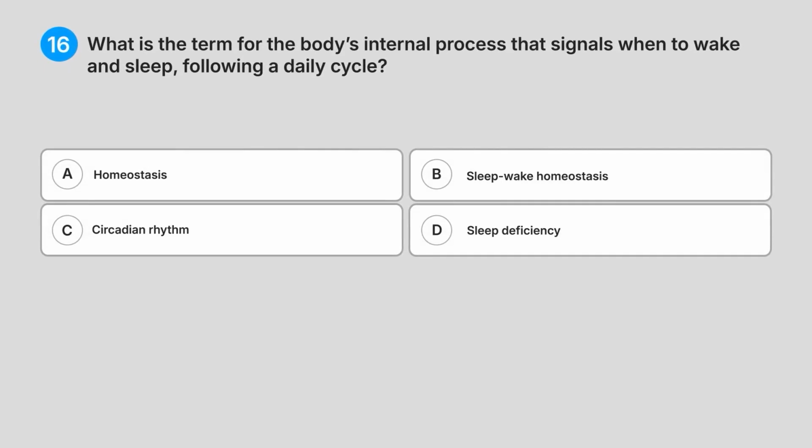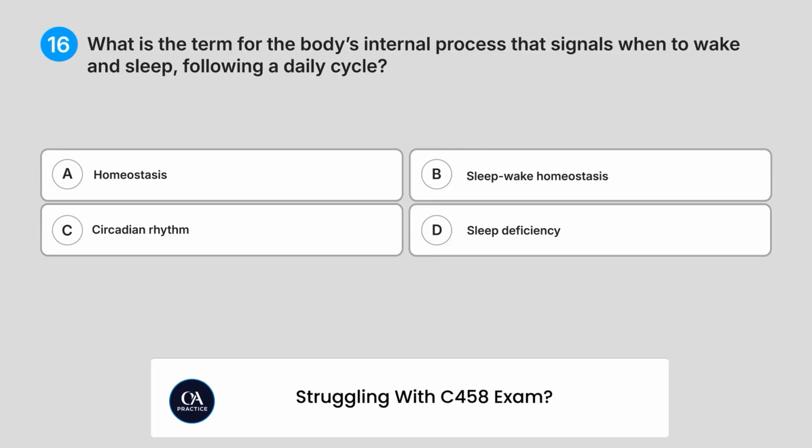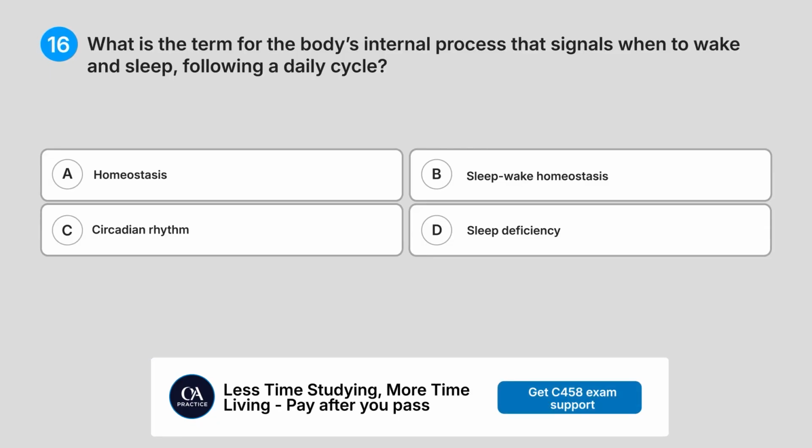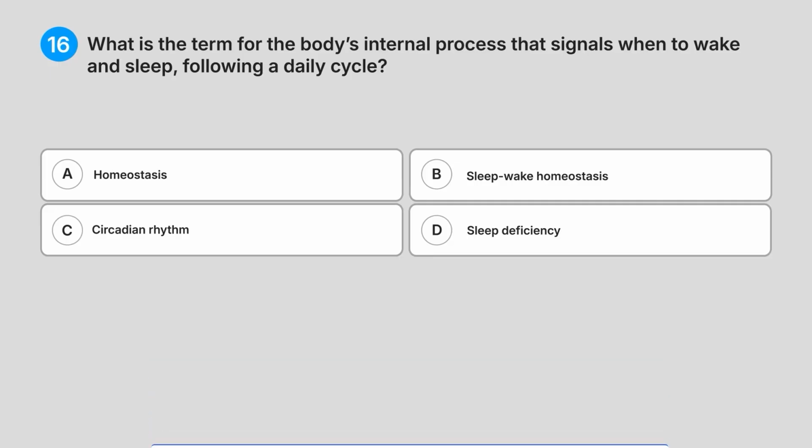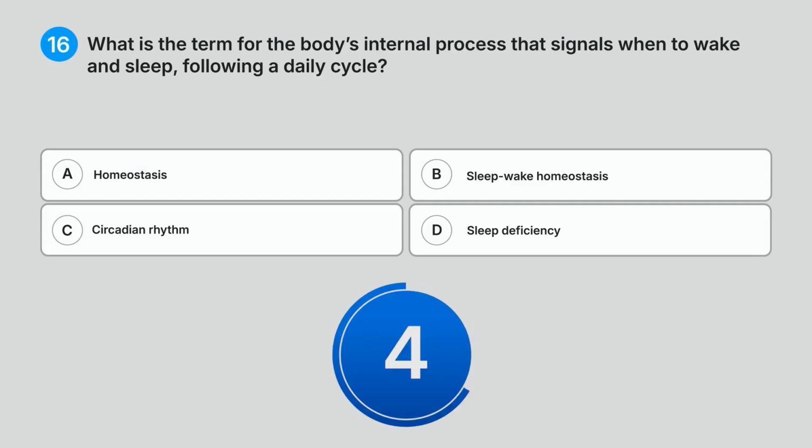16. What is the term for the body's internal process that signals when to wake and sleep following a daily cycle? A. Homeostasis. B. Sleep-wake homeostasis. C. Circadian rhythm. D. Sleep deficiency. What do you think is the answer?